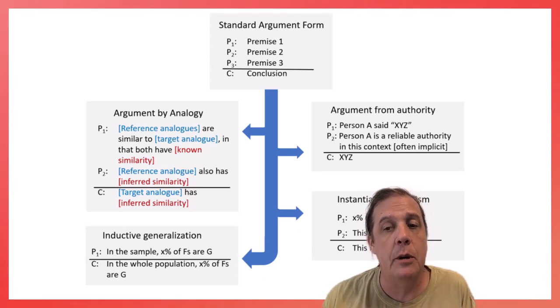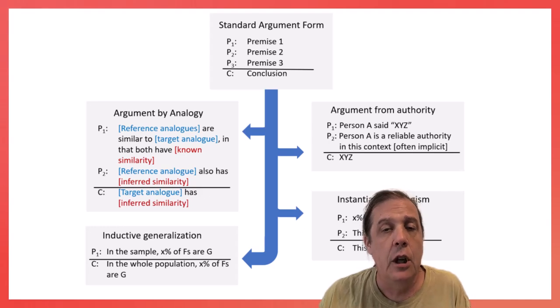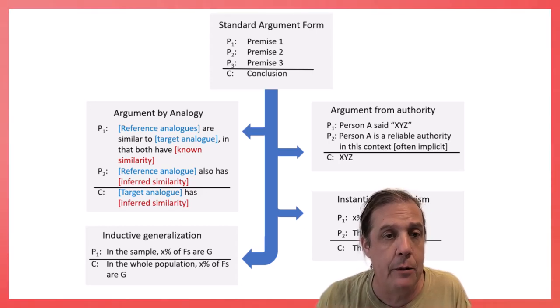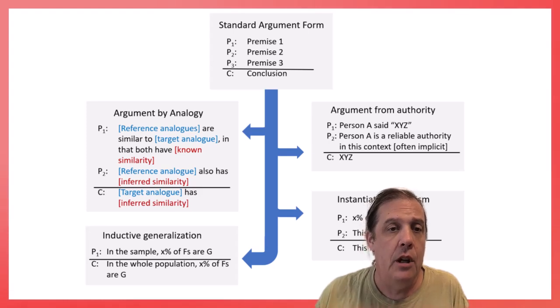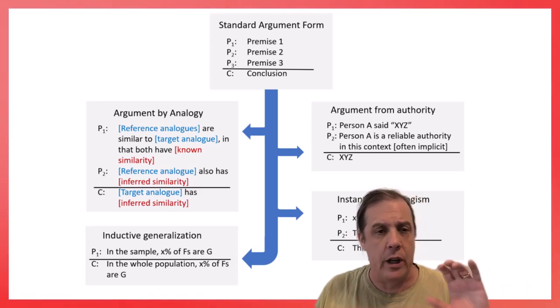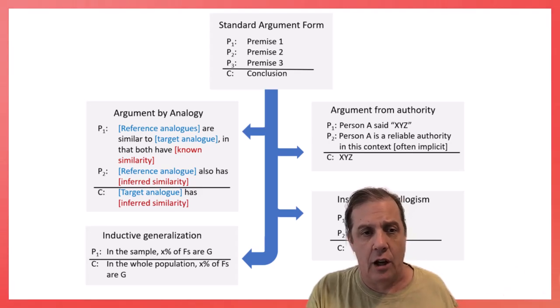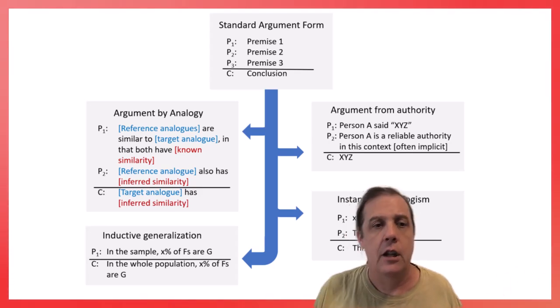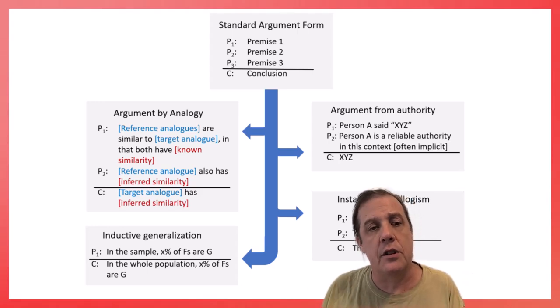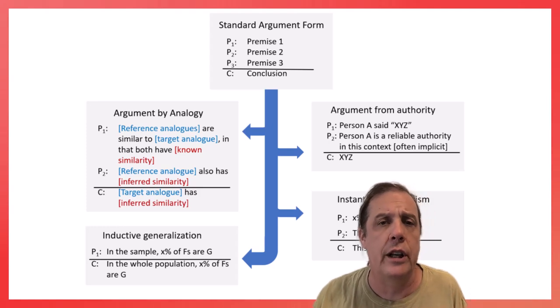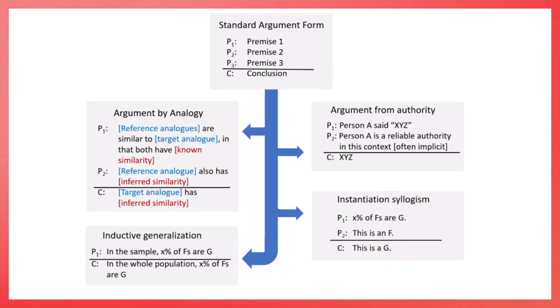For instance, in argument by analogy, we have two premises and a conclusion, but each line of the argument has to be structured a certain way, right? So premise one is two things are similar in a way that we know. Premise two is the reference analog has this inferred similarity, and the conclusion is that the target analog has this similarity. We'll get to all of that shortly.